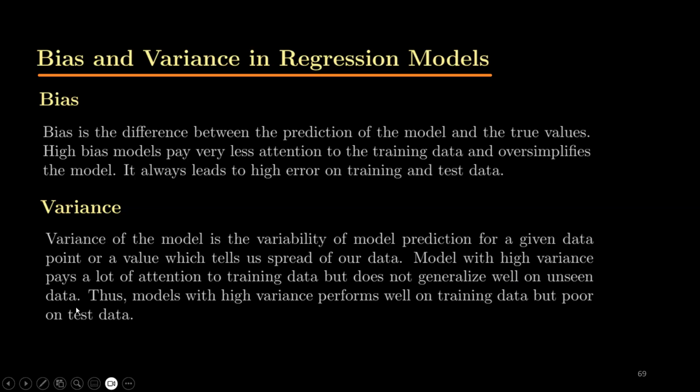A model with high variance pays a lot of attention to training data but does not generalize well on unseen data. If the model has high variance, it tries to learn some extra things rather than the normal pattern of the data. Extra things means it tries to learn the noise of the data as well. In this way, it will not generalize well on unseen data. That is, its test performance becomes poor. On the other hand, it performs very well on the training data.